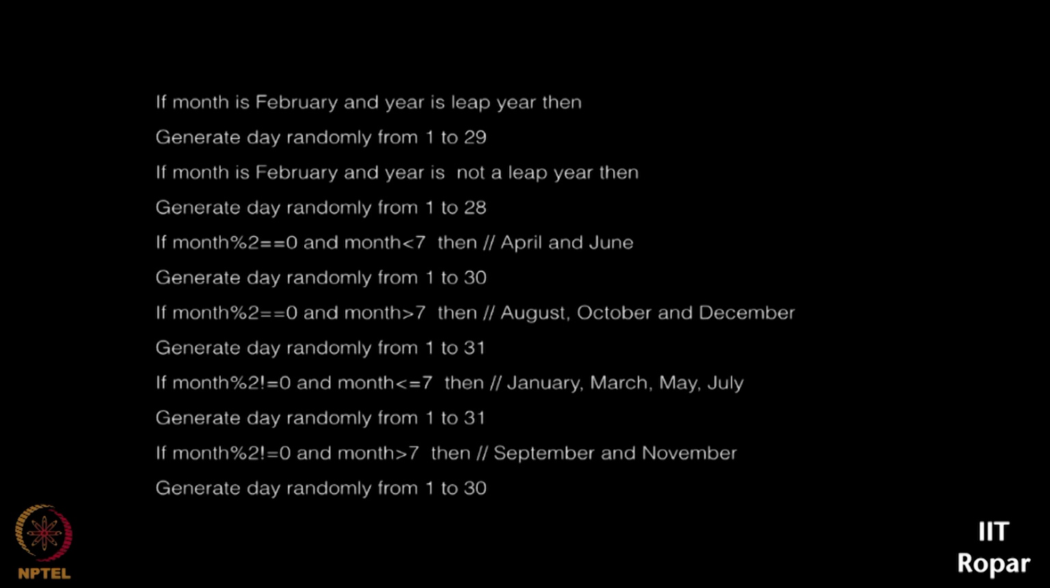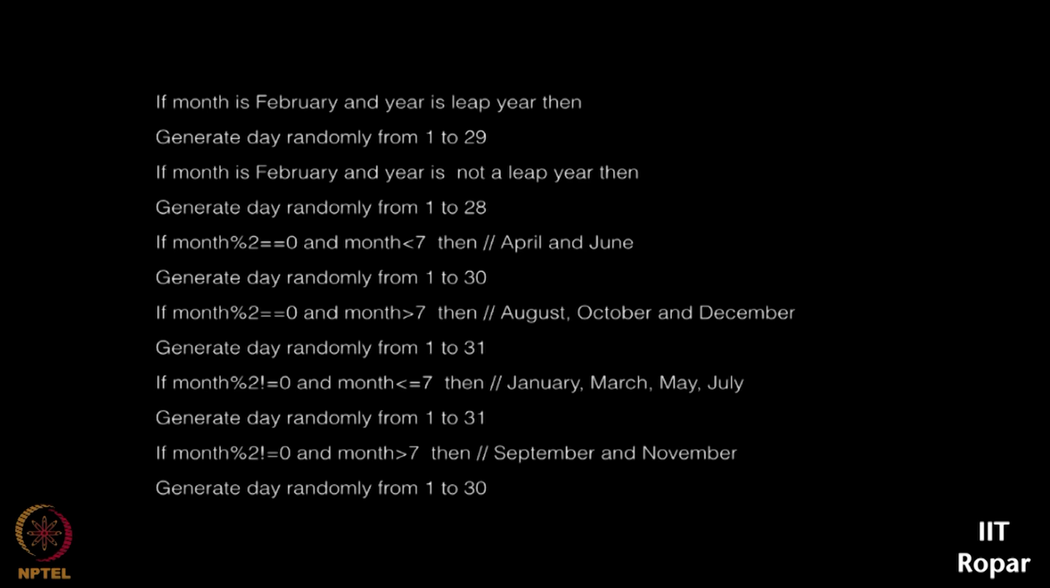Then if the month divides by 2, okay, we have months numbered from 1 to 12, and if it divides by 2 and the month is less than 7, that means the month is either April or June, then we have to generate the day randomly from 1 to 30. January, February, March, April and June, okay.